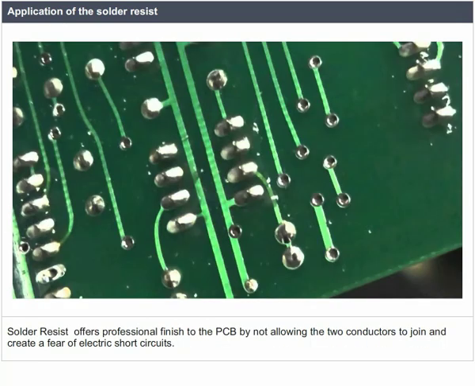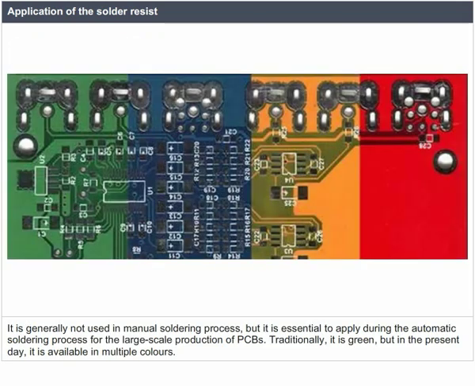Solder resist offers a professional finish to the PCB by not allowing the two conductors to join and create a fear of electric short circuits. It is generally not used in the manual soldering process, but it is essential to apply during the automatic soldering process for the large-scale production of PCBs. Traditionally, it is green, but in the present day, it is available in multiple colors.